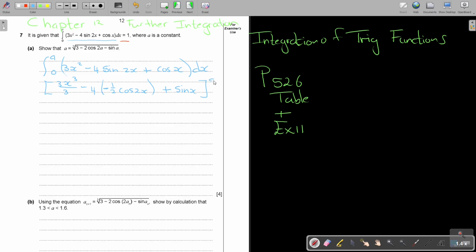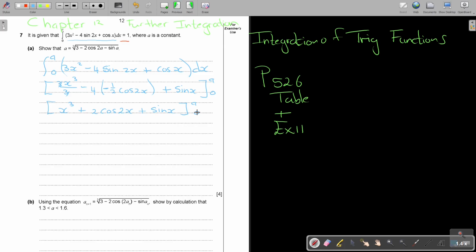And then it's a and 0. I'm just going to simplify a little bit before I put it in. So the x cubed, the 3s cancel. The minus 4 times minus a half is going to become a positive 2 cos 2x plus sin x, evaluated between a and 0.